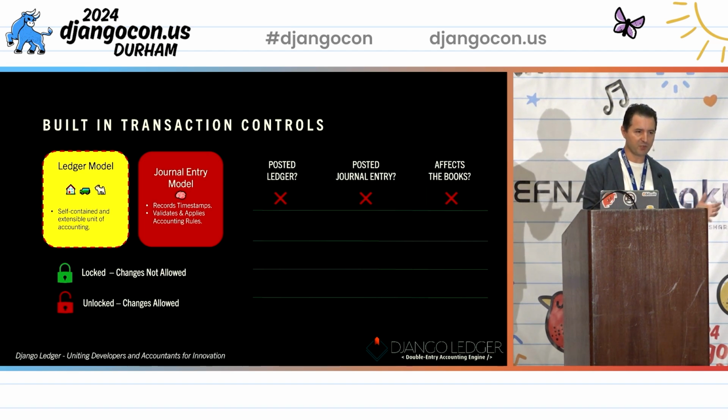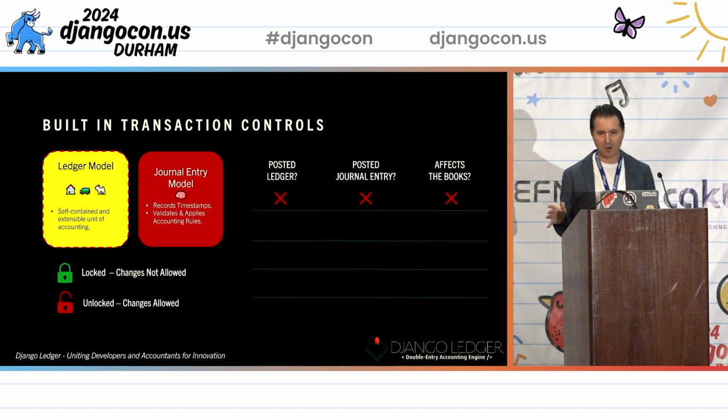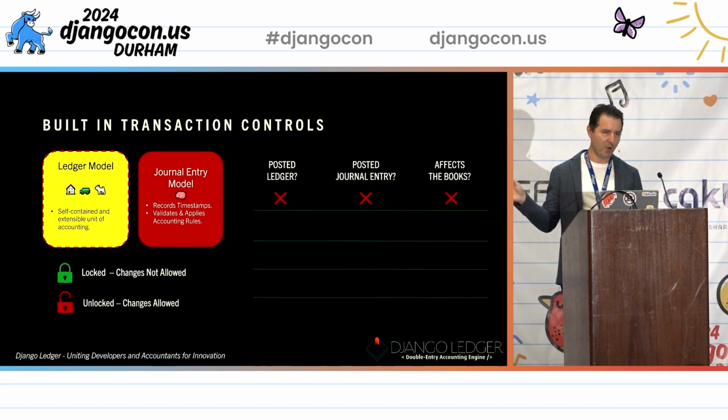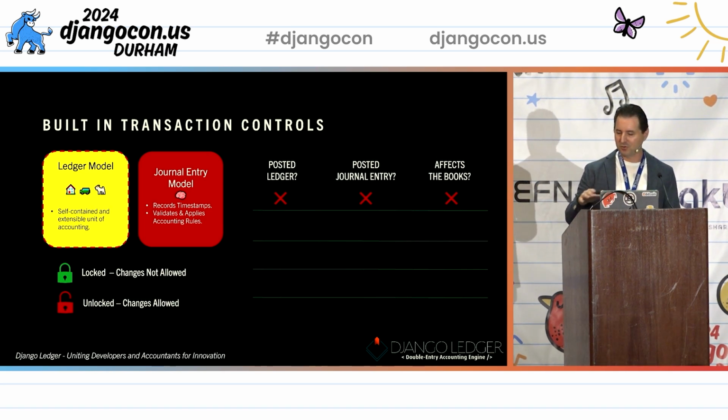So if you had a super secret project that you're working on and it's completely hidden from the public view of the application, you want to make sure that it is not posted yet, or that it never posts, by the way. So you make use of these mechanisms to say, hey, this ledger will never post and it will never hit the books.